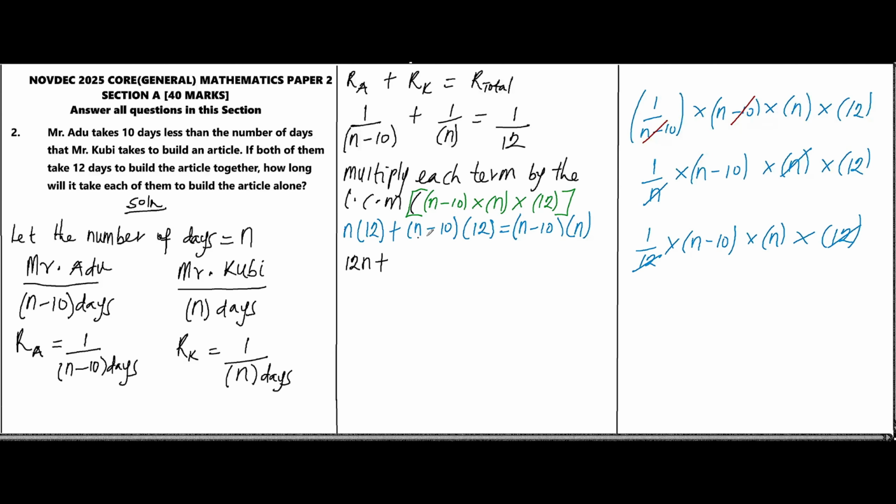And then n minus 10 multiplied by 12, so we can expand. N multiplied by 12, we have 12n, minus 10 multiplied by 12, we have minus 120. And this must be equal to, we can also expand this. So n multiplied by n, we have n squared, and then minus 10 multiplied by n, we have minus 10n. So we see that we are getting a quadratic equation here.